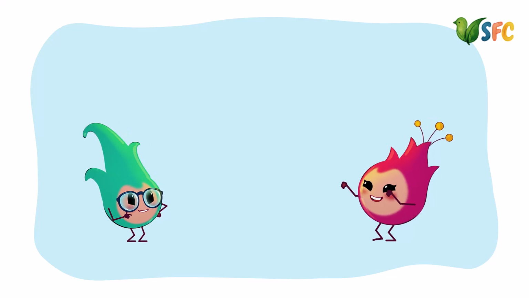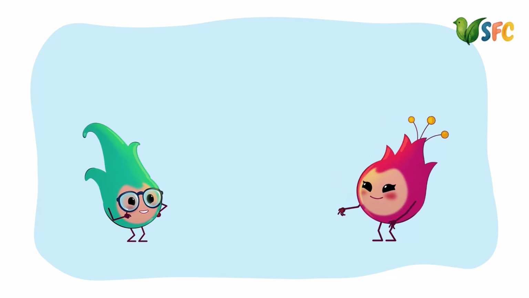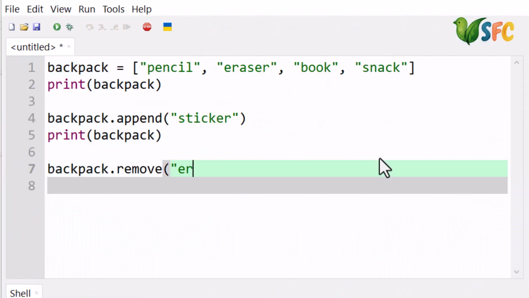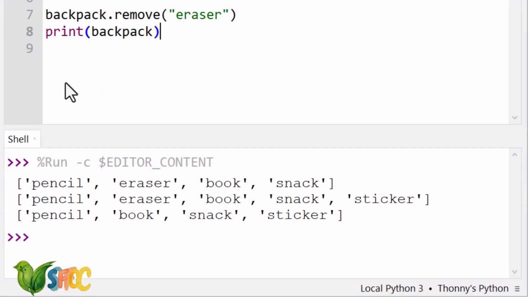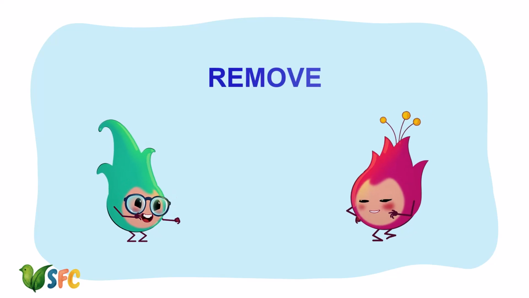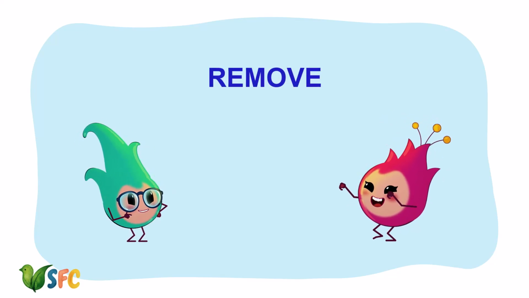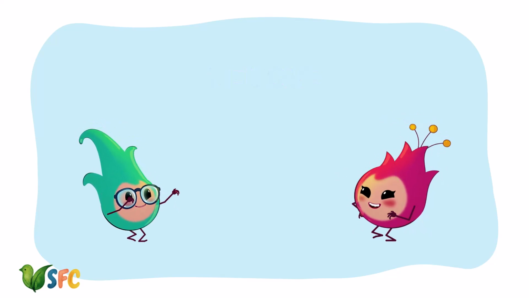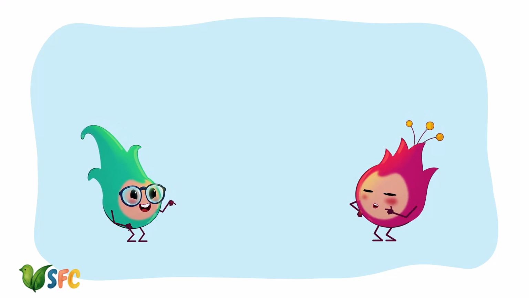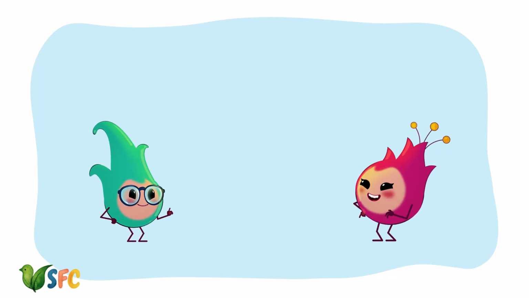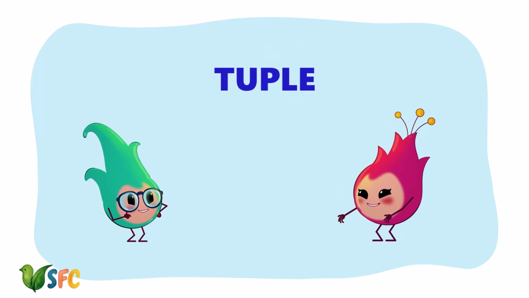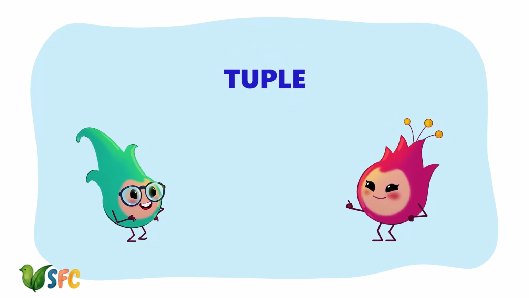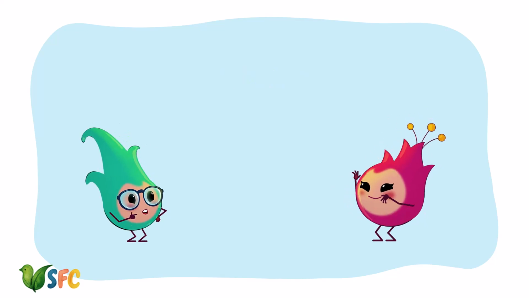Now, let's say you want to take out the eraser to give it to your friend. So I just write the name of the item I want to remove? Exactly right. But what if I want my backpack to have a lock so nothing inside can be changed? Great thinking. That's when we use tuple instead of a list. A tuple is locked. You can't change anything in it after you make it.